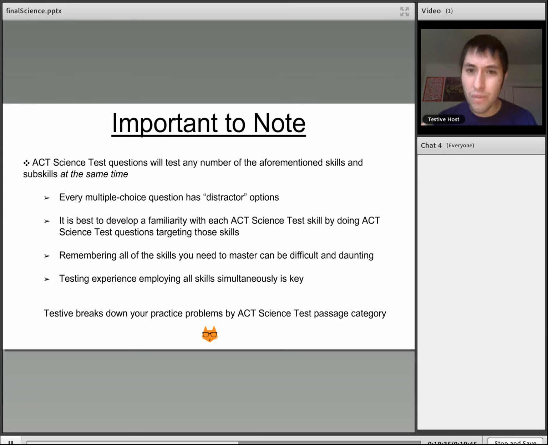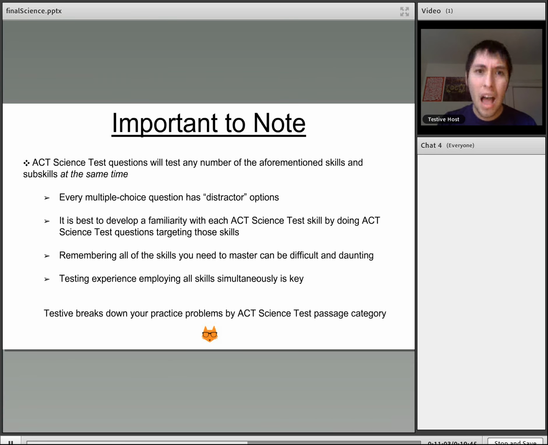And we've got solution videos for the vast majority of our ACT science problems that are going to lead you in the right direction if you get any of those questions wrong. Also, testing experience employing all the skills simultaneously is key. So don't expect to not see a specific skill in a supposedly different section type. All of these skills are useful for answering all sorts of ACT science test questions.